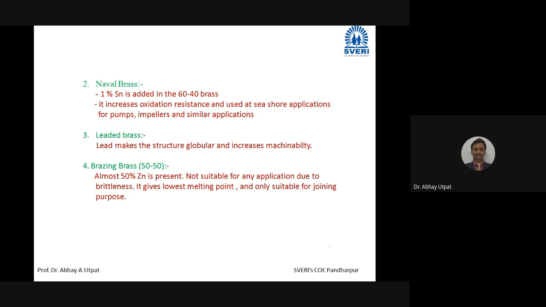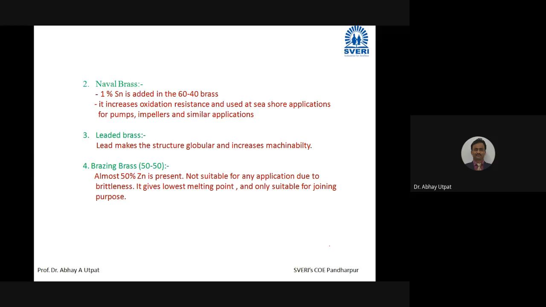Then what is its use? It gives the lowest melting point. That's why it is made usable for joining purposes. In your brazing operation, you know that in the last chapter of manufacturing process, where you studied welding, brazing, soldering, there is the brazing joint. In that brazing joint, the filler metal is this 50-50 copper zinc. Almost 50% of zinc is present, not suitable for any application due to brittleness. It gives the lowest melting point and is only suitable for joining purposes. So this is called brazing brass.